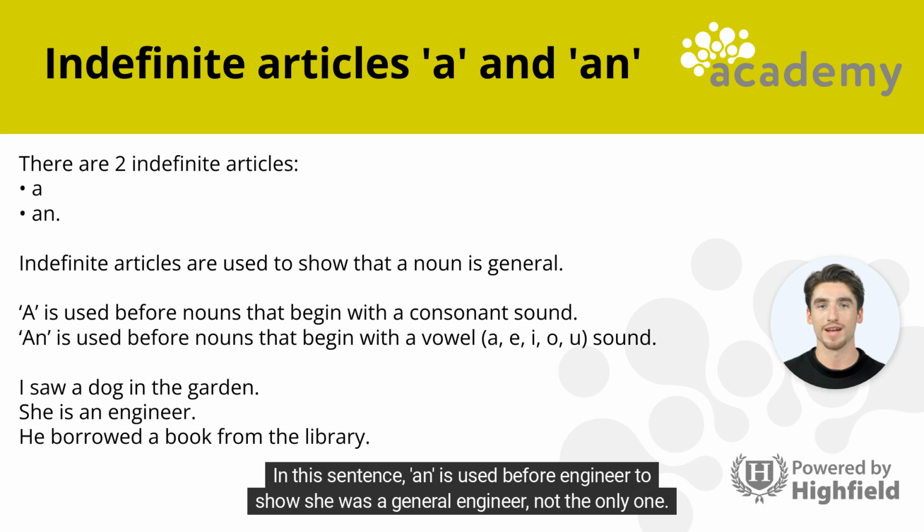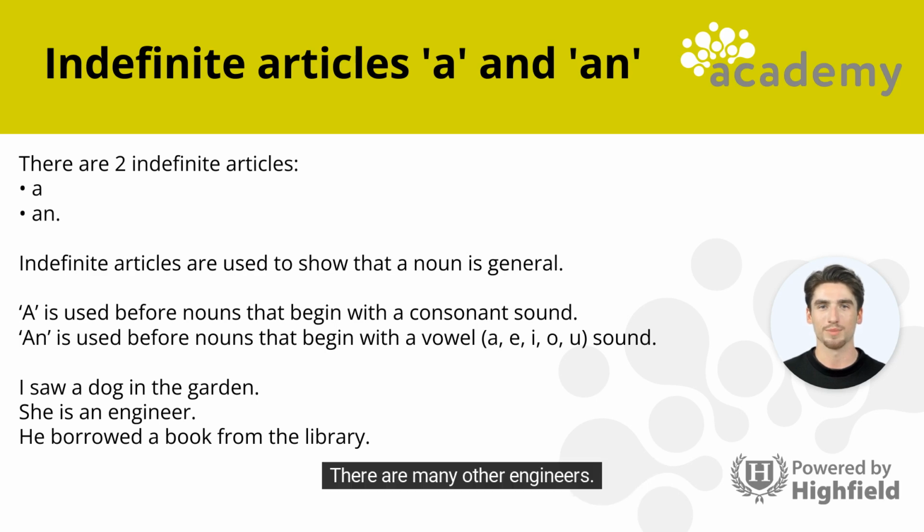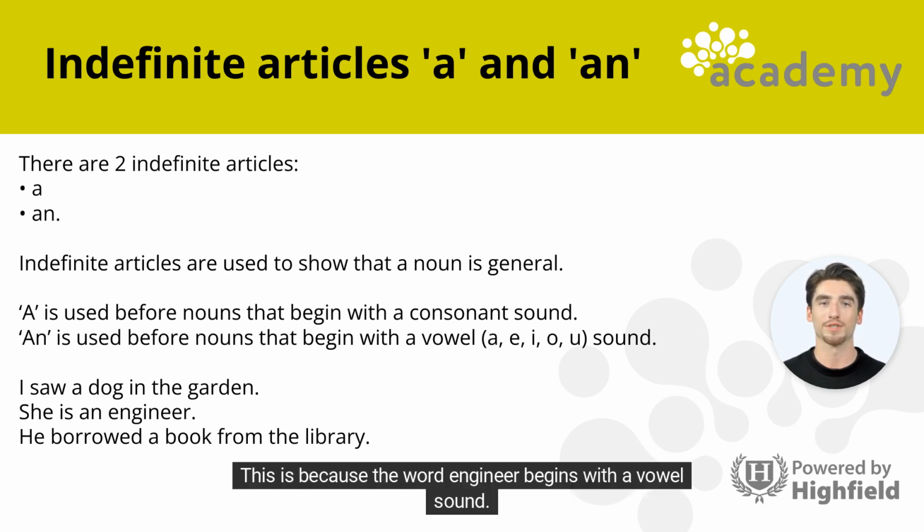In this sentence, an is used before engineer to show she was a general engineer, not the only one. There are many other engineers. Notice how an has been used, rather than a. This is because the word engineer begins with a vowel sound.